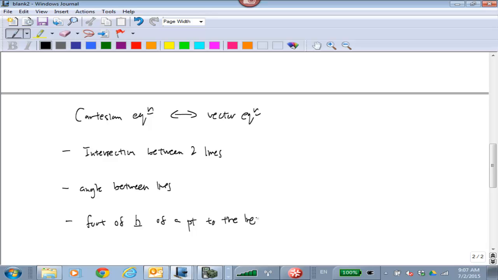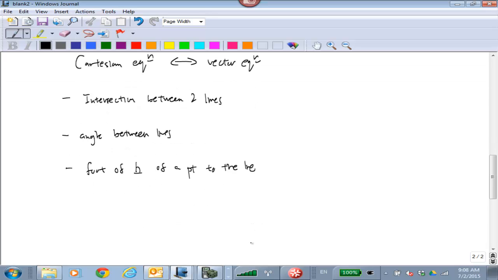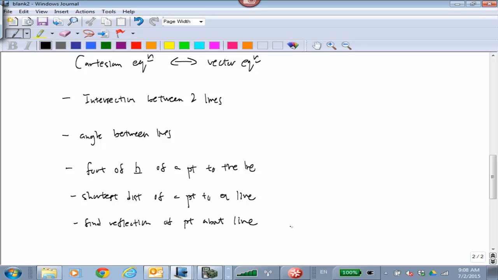Okay. Point 4. Shortest distance of a point to a line. How to find it? Okay, think about it. And then the last one will be how to find reflection of point about line. Can be extended to line about line.